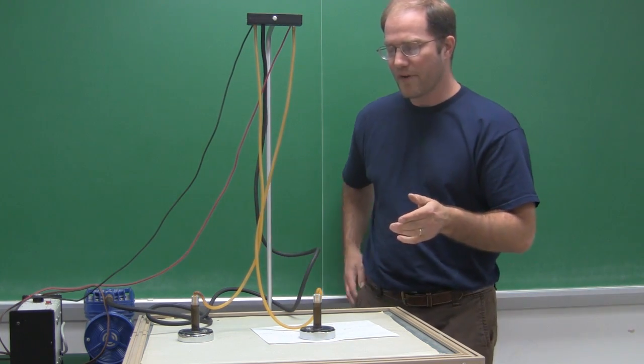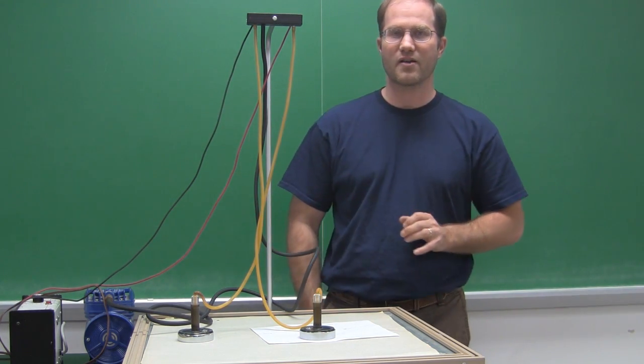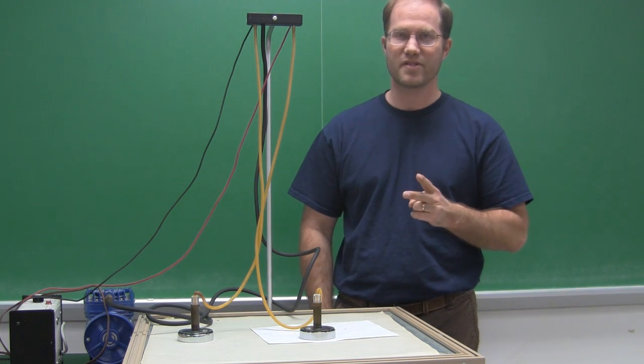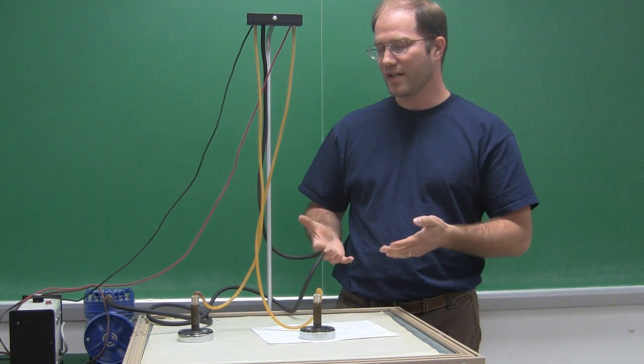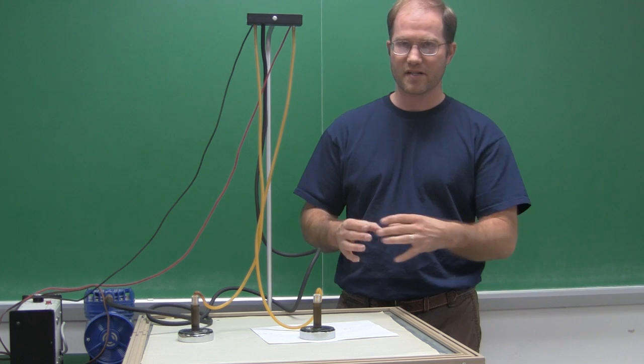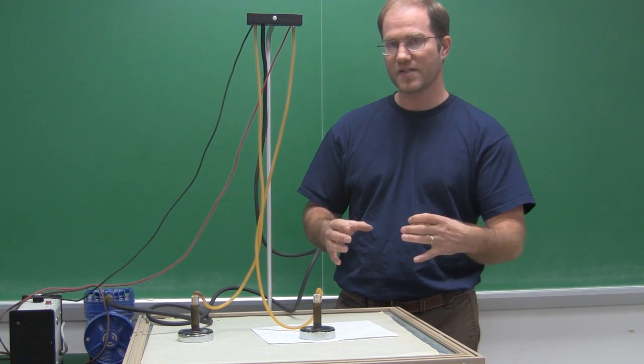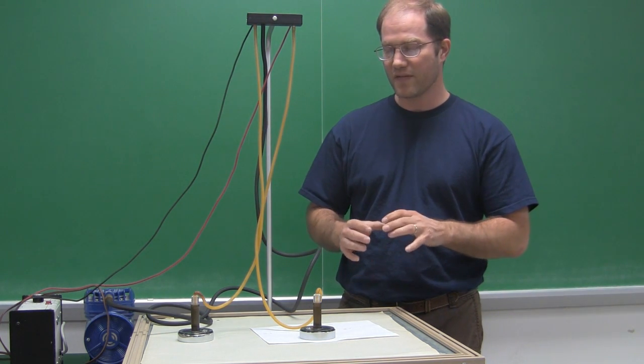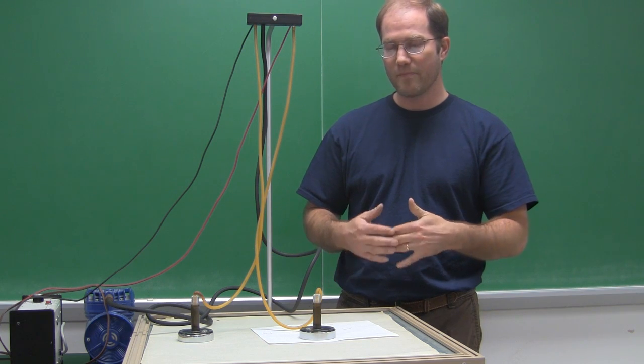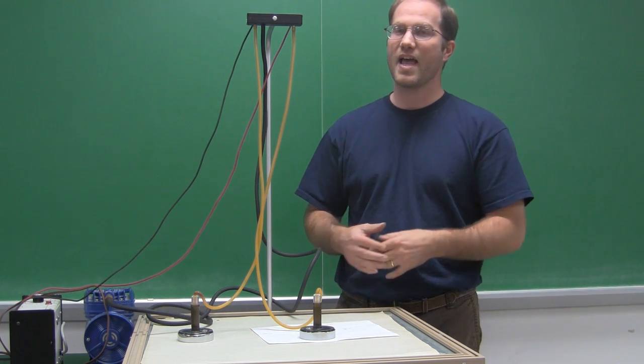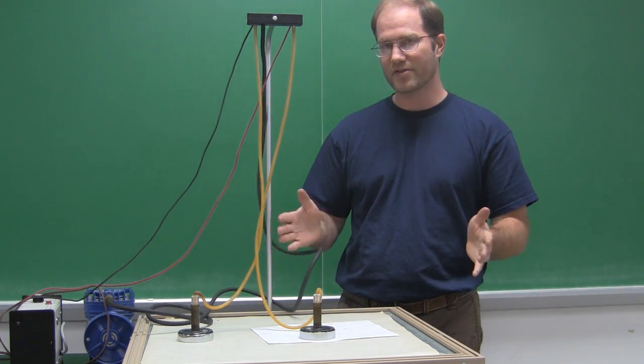Now the hard part is that this collision is in 2 dimensions. When you have a collision in 2 dimensions, it's not as simple as the carts on the track where the collision is in one dimension. You have to look at the conservation of momentum both in the x direction and in the y direction.